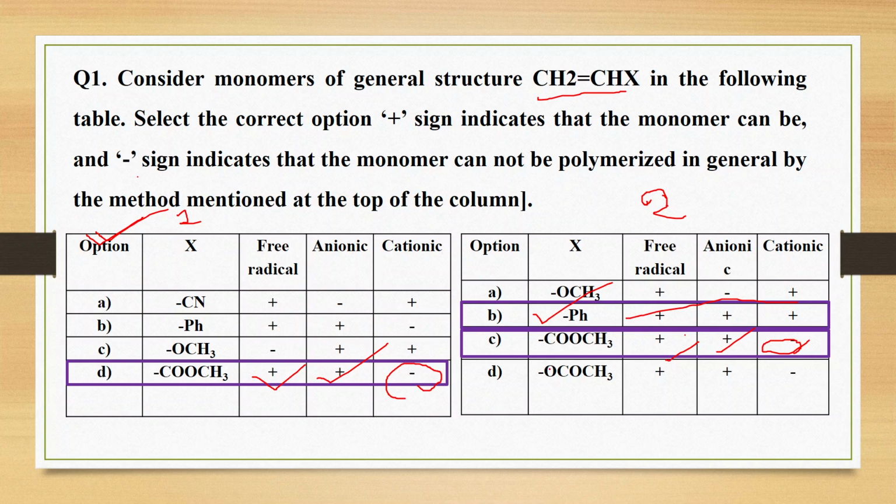So the question is why some people wrote that OCOCH3 can stabilize. Many have written 2D, but think of it: it can stabilize in case of anionic polymerization, but for free radical polymerization that will be difficult. So this option is not correct, and that's why option D will not be correct. Okay, so that was the question. Let us move to the second one.